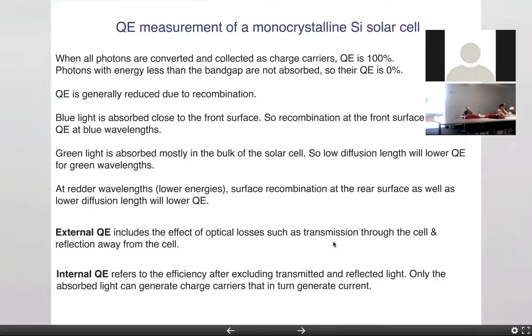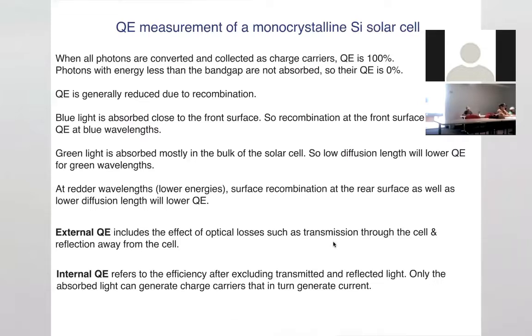So how do you do this measurement? Of course, this measurement is done by simply sending light at a given wavelength and measuring how much current is produced, and then changing the wavelength and redoing those measurements. So it's a fairly complicated measurement.